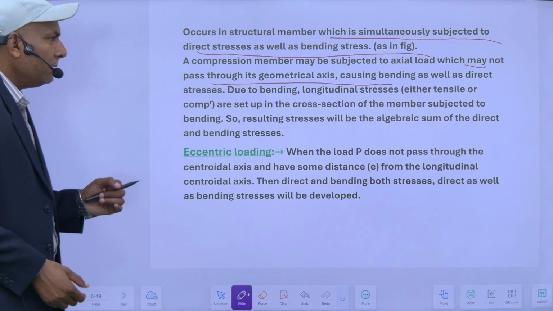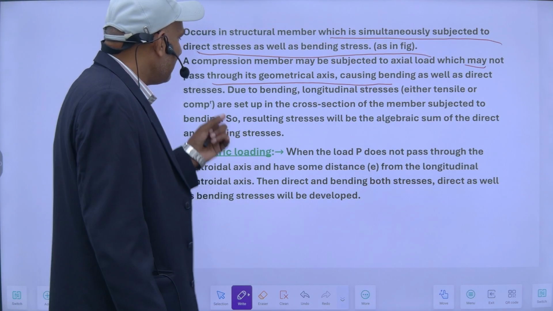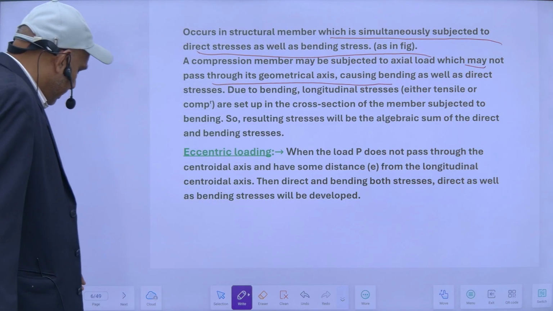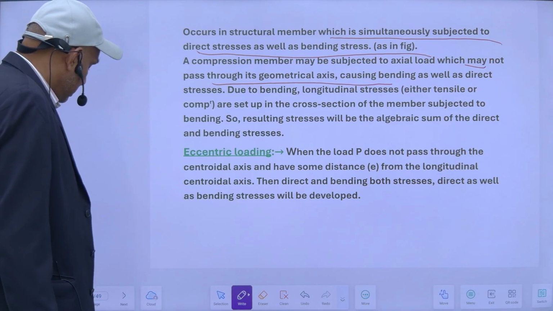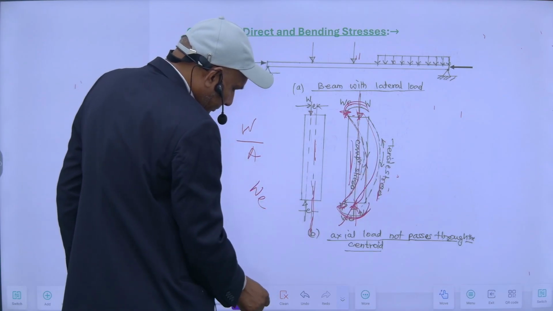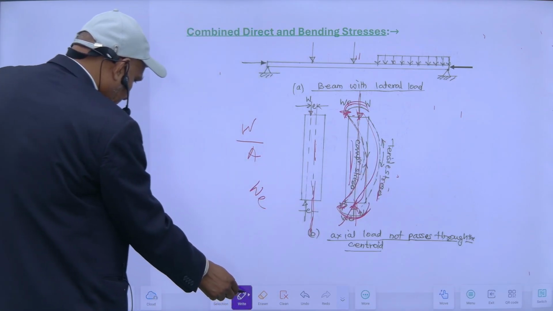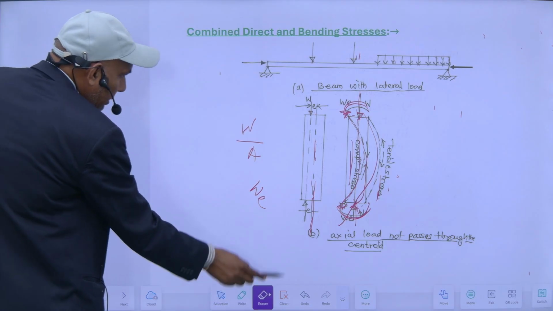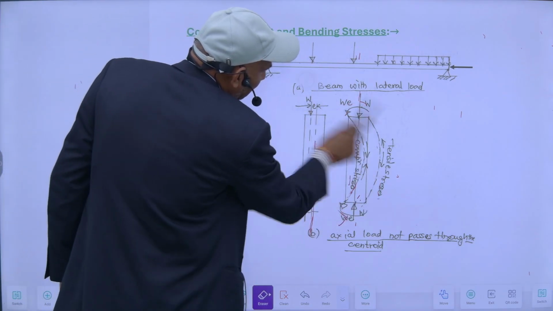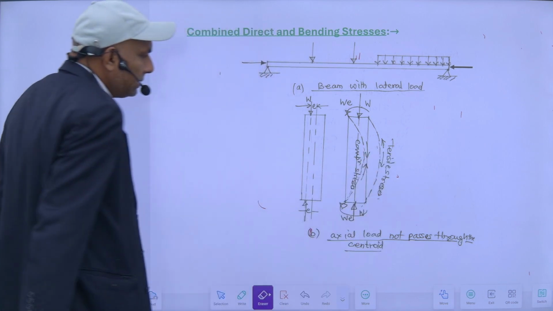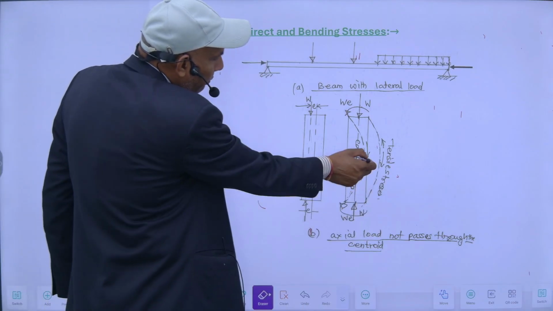Due to bending, longitudinal stresses, either tensile or compressive, are set up in the cross section of the member subjected to bending. So here tensile stresses are developing on the top fiber here, and compressive stresses will be developed on the bottom fiber here.